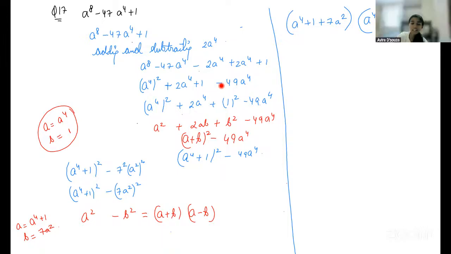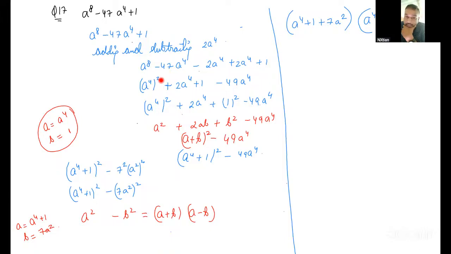Look, why is there 2a to the power 4 and then plus 2a to the power 4? So that I can get the property of a square plus b square, because b square is basically 1 square, which is 1. So I'll write the answer like b square plus 2 into a into b is 1. That's why I chose this number, 2a to the power 4, so that I can get the property.